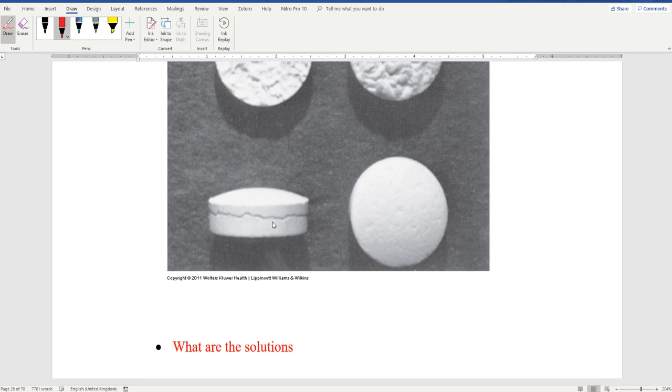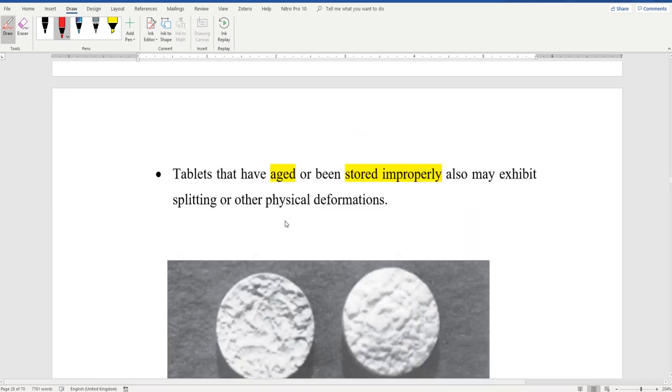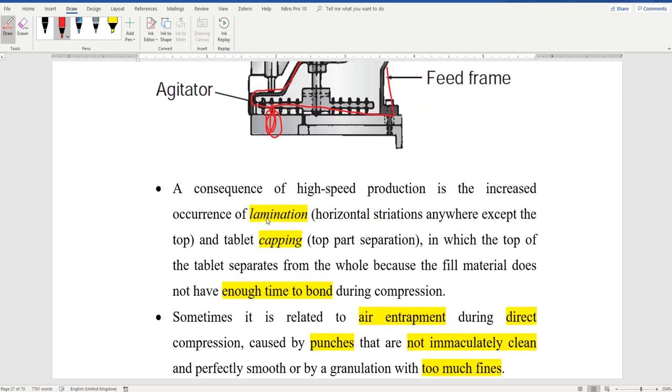That test that I will talk about later for quality control is not to detect this problem, but if this problem exists but you still cannot see it, the tablet will break while you are doing that test, and you will see that there is a problem of striation, lamination or capping. Now, what is the reason for lamination or capping? The reason for lamination or capping is, one, there is not enough time for bonding to happen during compression.